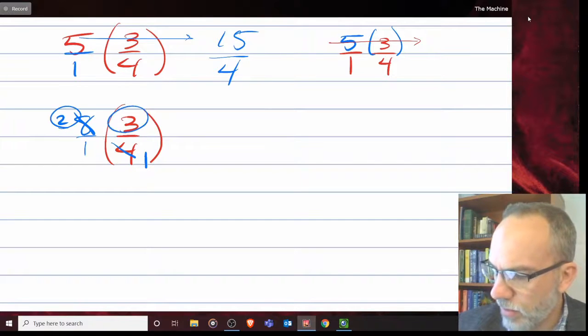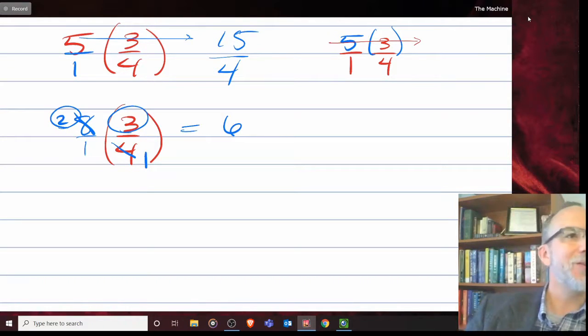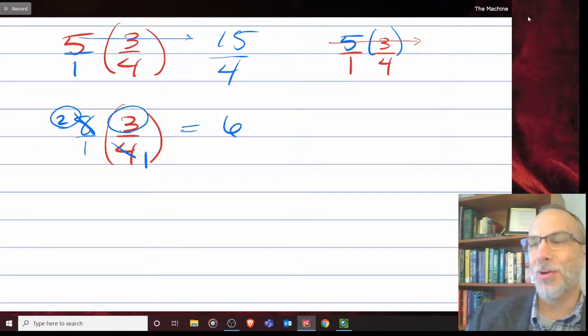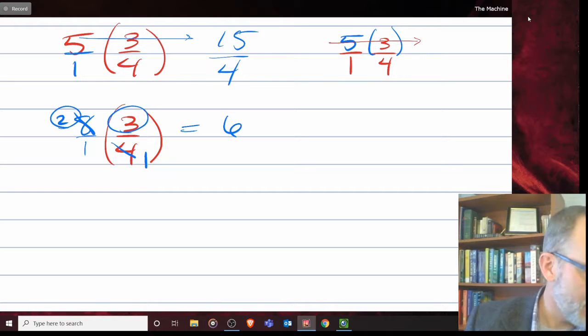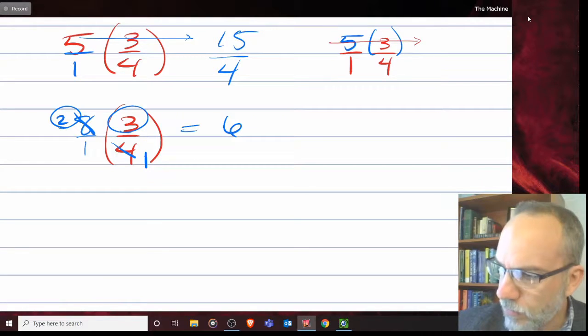So 2 times 3, very simple now, 6. Notice there's no fraction. There's no denominator. Well, there is a denominator, it's 1, but we have an integer that remains, okay? This is going to be important in a moment. All right, almost finished.